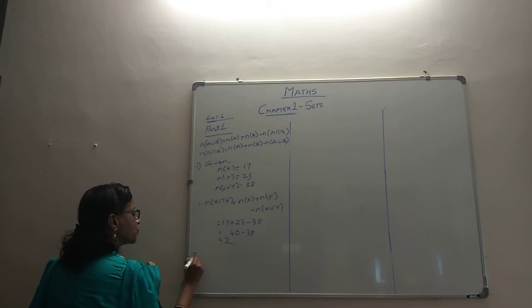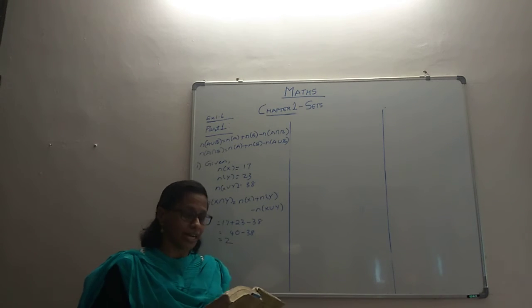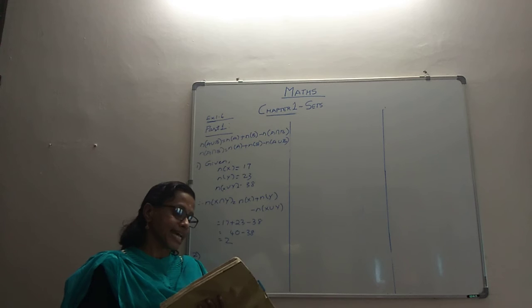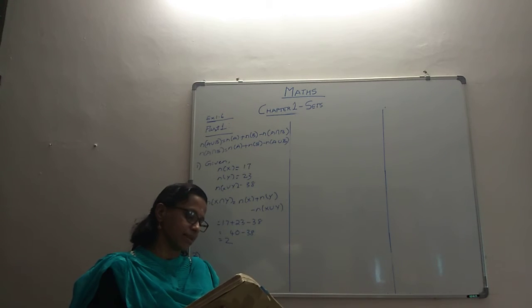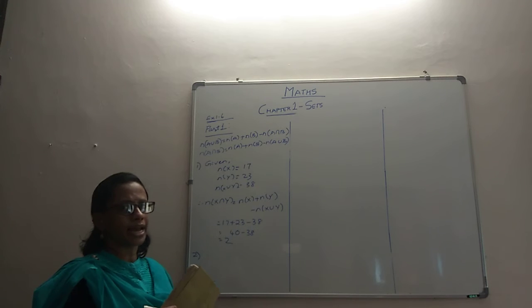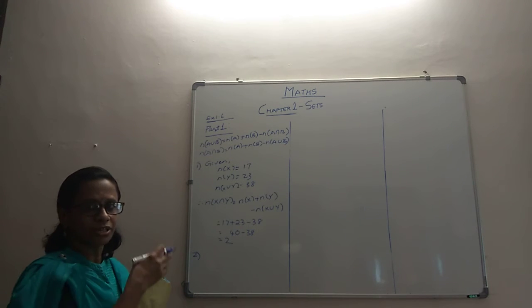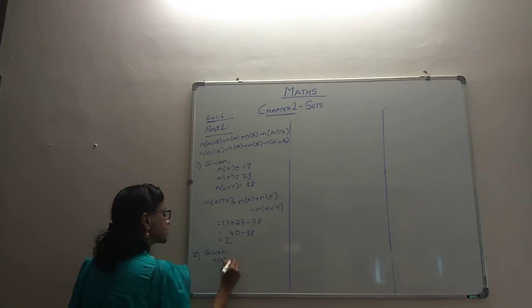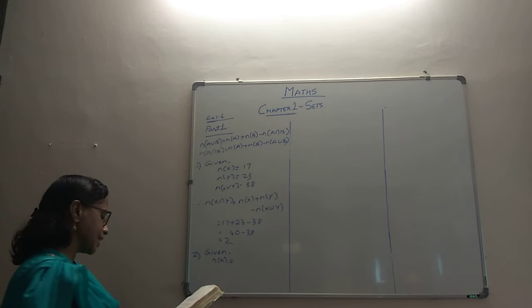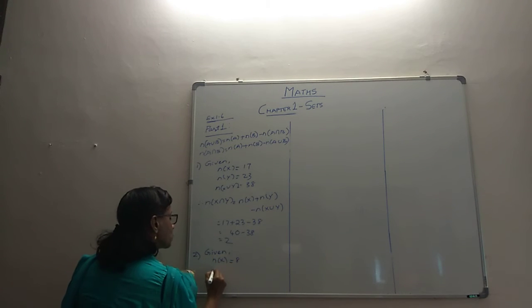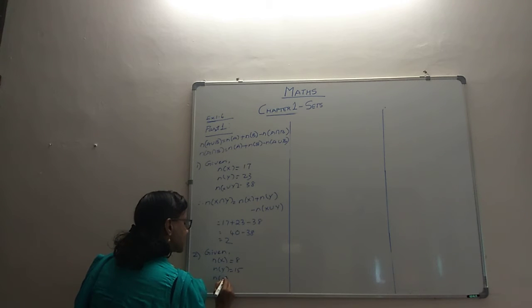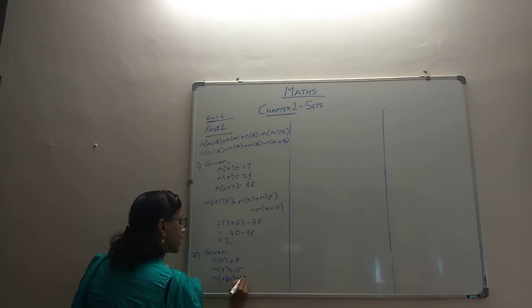Now let's move to the second one. If x and y are two sets such that x union y has 18 elements, x has 8 elements and y has 15 elements, how many elements does x intersection y have? Same question, but here it is given in words; earlier it was given in numbers. So let's write the given quickly. Number of elements in x is 8, number of elements in y is 15, and number of elements in the union is 18. They ask us what the intersection is.